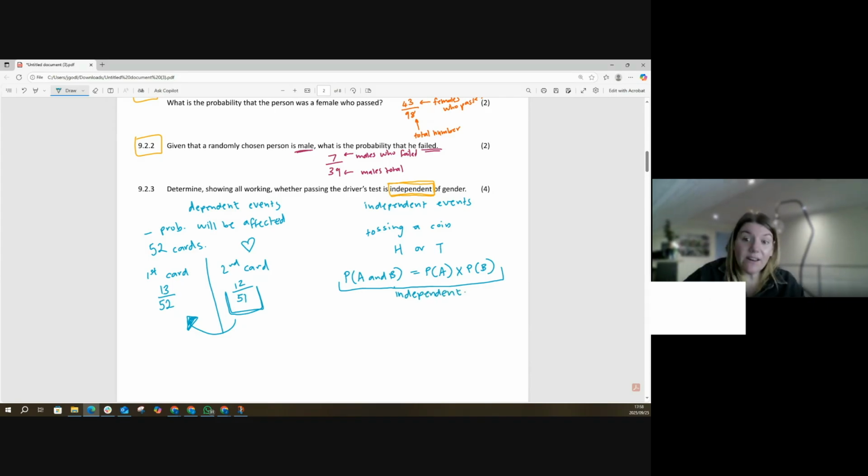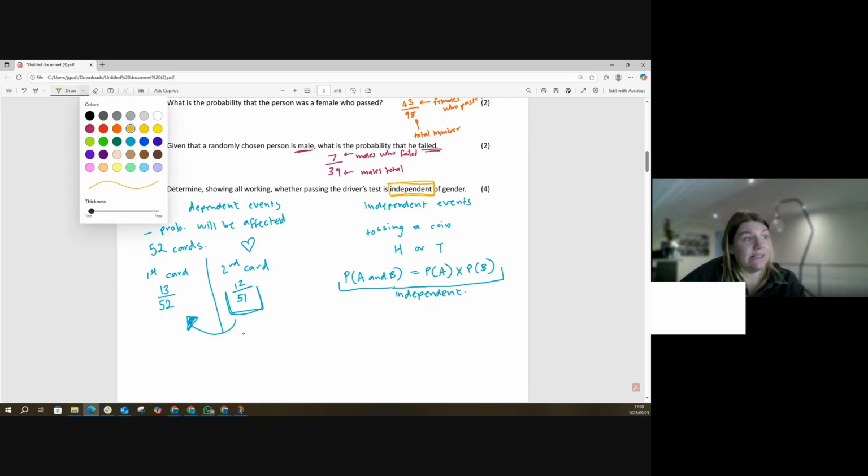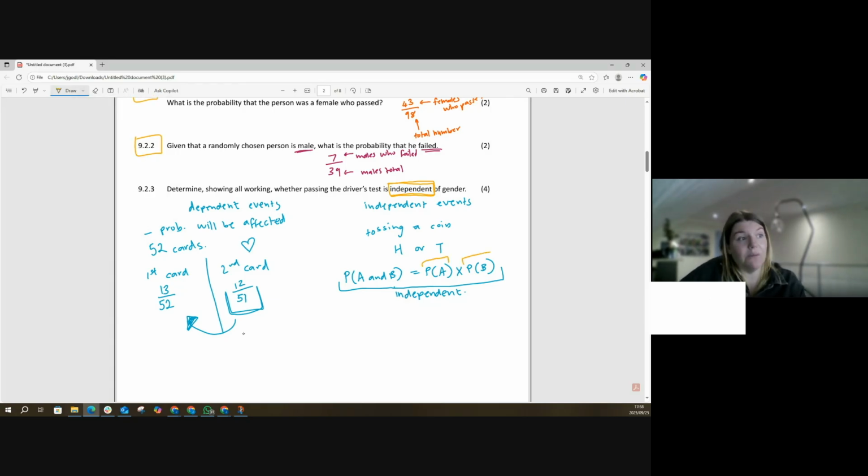So if they are independent, then that will be the case. They are wanting to know in this situation to show all working and determine whether passing the driver's test is independent of gender. So that means you're going to need the probability of being a male, the probability of passing, and multiply and see if that works. Or you could do female and passing, or female and fail. All of those are fine.